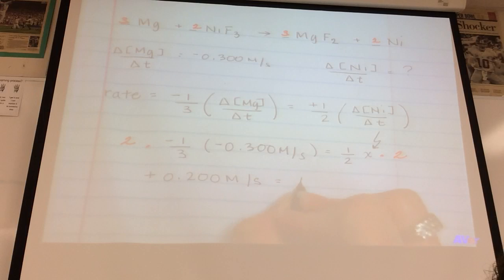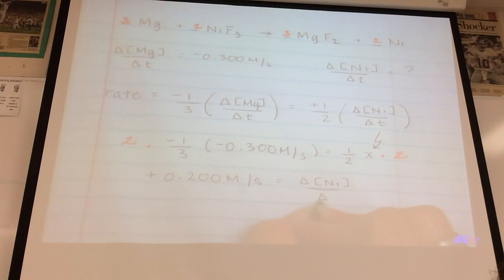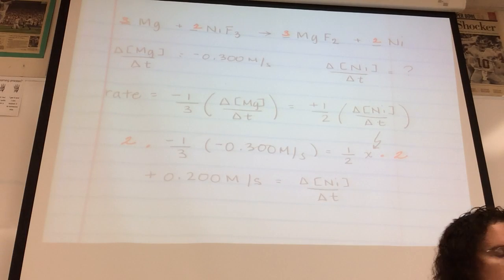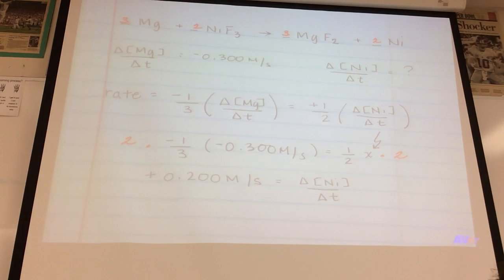And that's equal to the change in concentration of nickel over the change in time, or the rate at which nickel appears. And again, you'd expect that to be positive because it's a product, and this piece here is negative because it's a reactant. Rates of disappearance are negative, rates of appearance are positive.